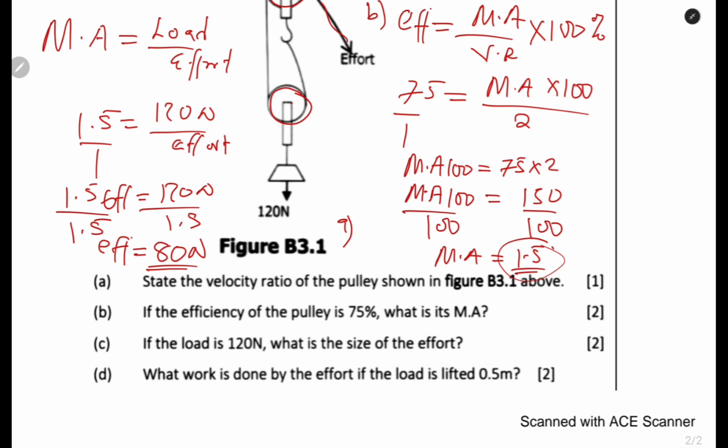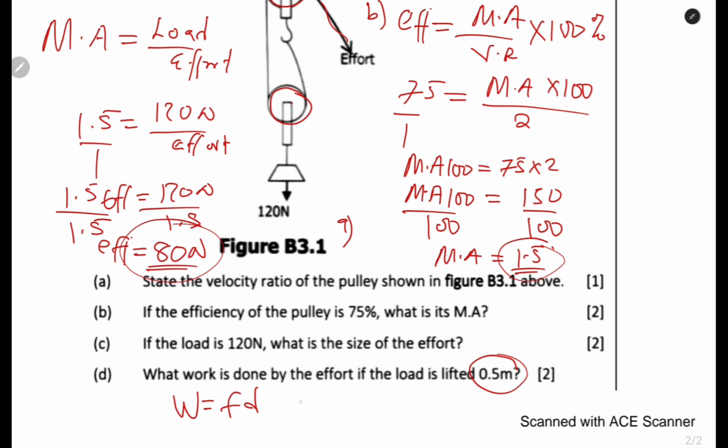Then for the last question: the work done by effort if the load is lifted 0.5 meter. So how do you find the work done by effort? This is just a fancy way of saying calculate work. Now work, you know that is force multiplied by what? Distance. The distance we are already given. All we need is the effort as a force. I told you from the start that effort is a force, and we just calculated it here. So we are going to say force multiplied by the distance. The lifted distance is 0.5.